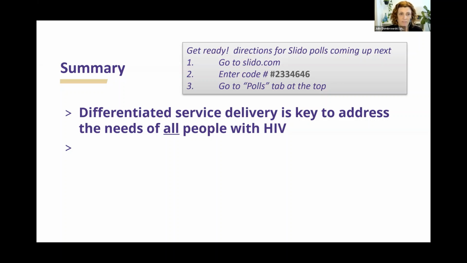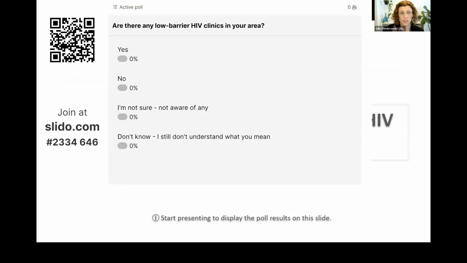So I would like everybody, these instructions will be on the next slide. I now just want to go through 4 polls with the audience before we move into the discussion. So please look at this here, and with your cell phone or computer, whatever you have, go to slido.com, enter the code shown here, which again will come up on the next slide, 2334646, and go to the polls tab at the top. And with that, you should then see this question. Again, there is a QR code and instructions for joining.